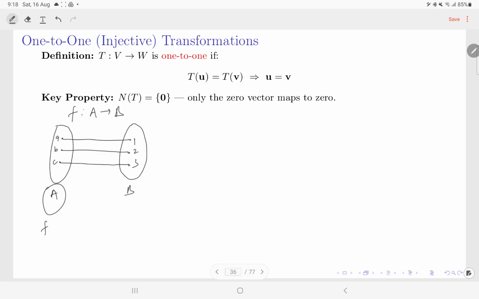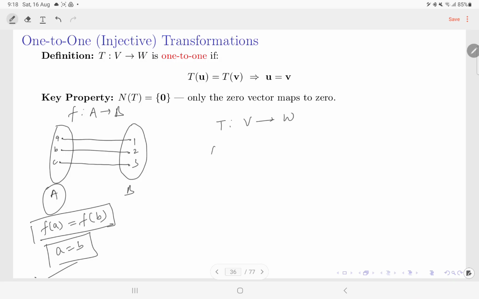Suppose f(a) is mapped to the second element, some different element of B, for this to be one-one, that means a has to be equal to b, otherwise this will fail as one-one. For the transformation, let's say V to W, this is vector space V, this is W. Every element from here to here has to map to an element of vector space W. This is a transformation T.